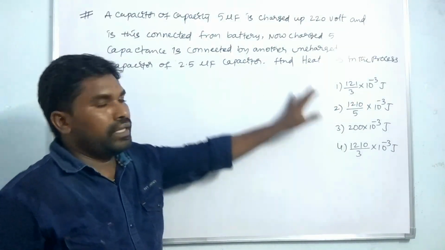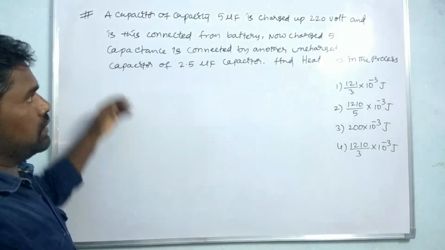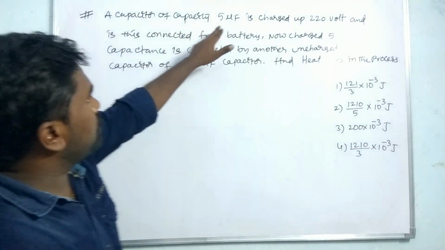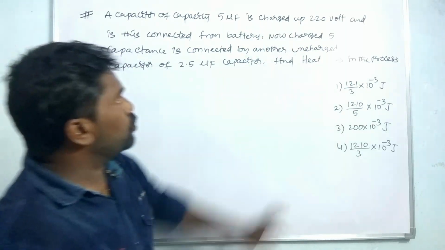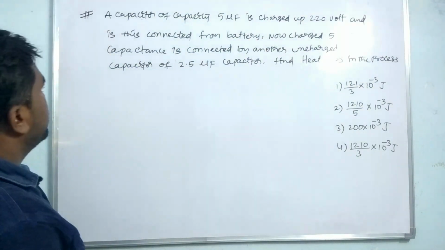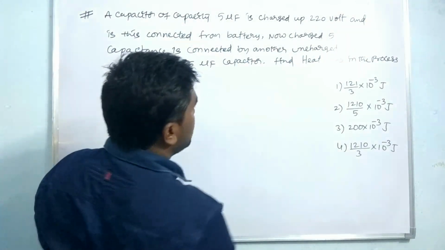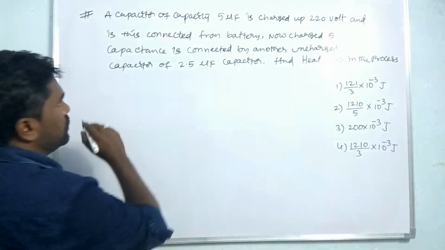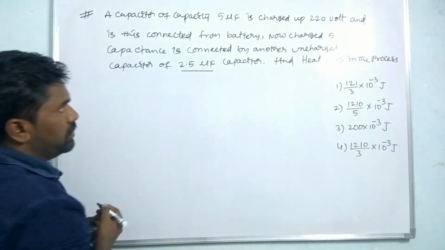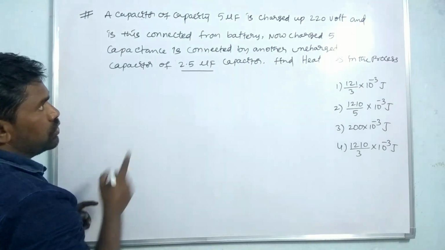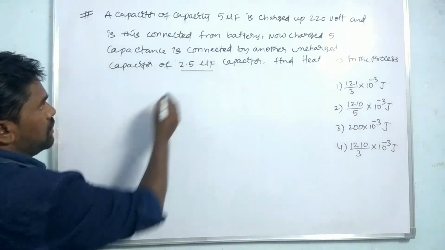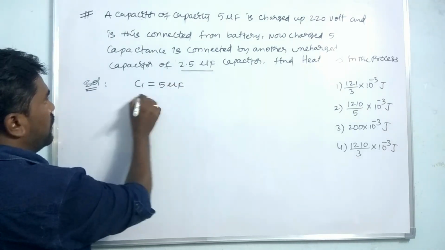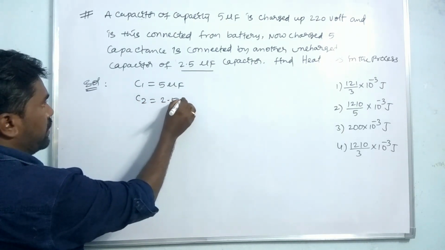Here is the last question, from the capacitance chapter, covering electric charges and fields and also capacitance. A capacitor of capacity 5 microfarad is charged up to 220 volts and is disconnected from the battery. Now the charged 5 microfarad capacitor is connected to another uncharged capacitor of 2.5 microfarad. There are two capacitors, so C1 is equal to 5 microfarad and C2 is equal to 2.5 microfarad.